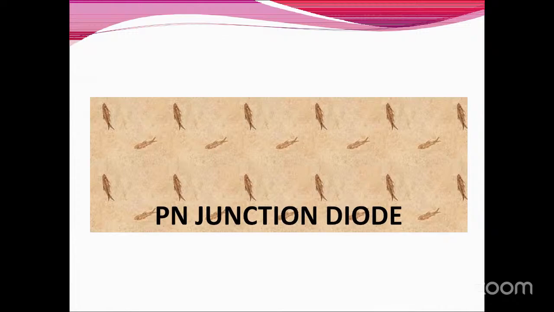If any neighboring atom has an excess amount of electrons, it donates that electron, which is accepted here to form a covalent bond. Why? Because here there is a deficiency of electrons and more positive holes. So that is the case here.